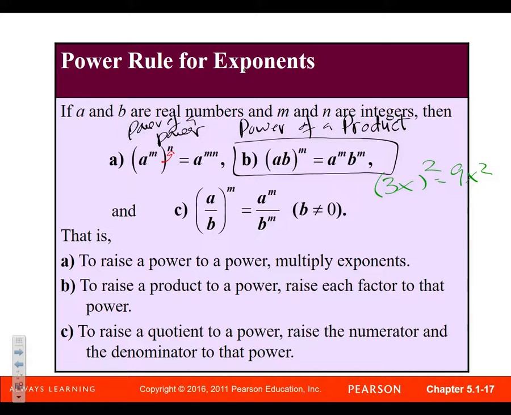Let me tell you why. Write this 2 times, right? So 3x, 3x. Well, what's 3 times 3? 9. And what's x times x? X squared. If I change that to the third, then this would become 27 x to the third. Because of course I'd have this one more time. 3 times 3 is 9, 9 times 3 is 27, and x times x times x is x to the third.